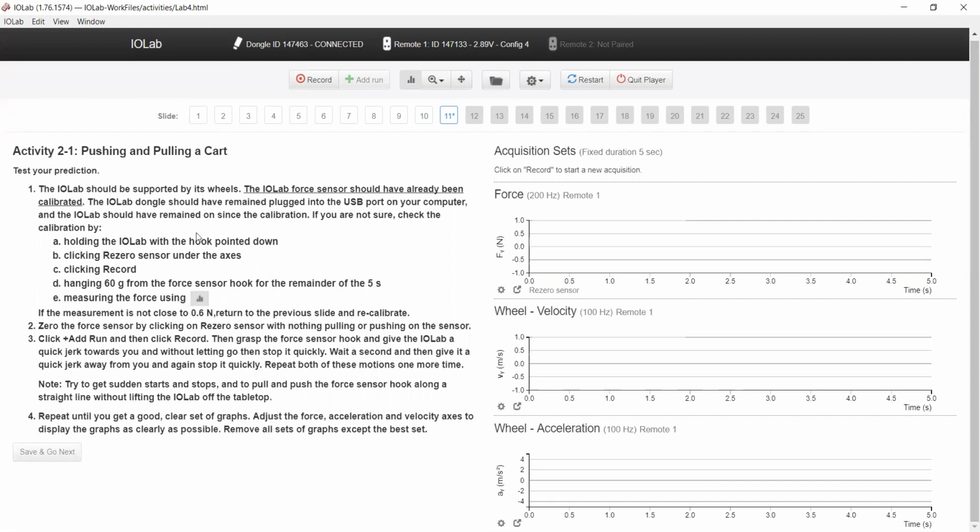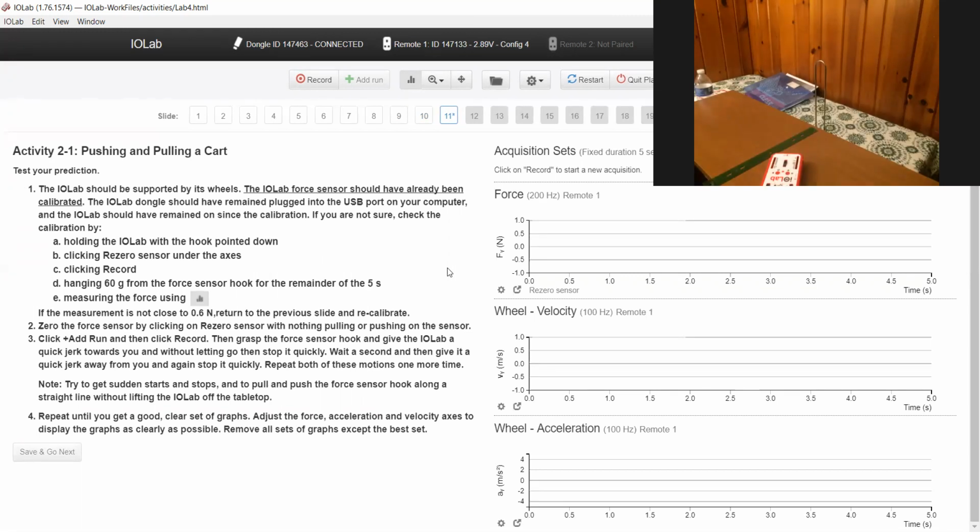After you did this one, click add on, and then grasp the force sensor hook. Zero the sensor means that while zeroing the sensor, as I've already told, there should be nothing here. Nothing is being pulled here, so it has to be the IOLab only. So we can re-zero the sensor. After that, click add on original. We can do that.